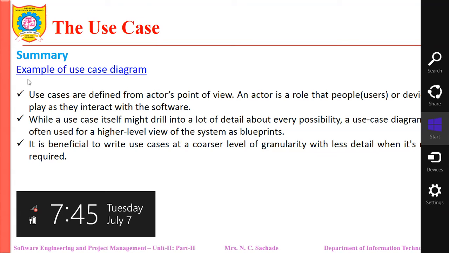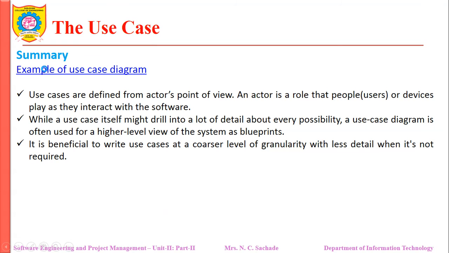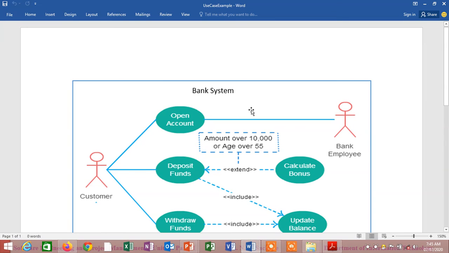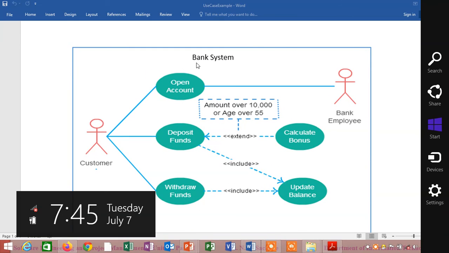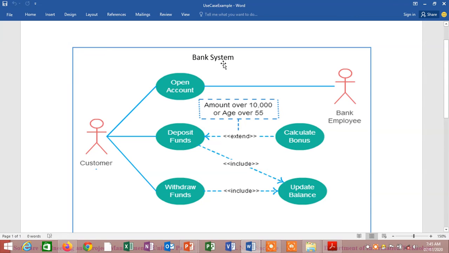Now we will again see one example of the use case so that you understand it and revise the concepts. So if you can remember, we had said that we want the system boundary to be there, and this is the name of the system. So I understand immediately when I look at it that it is about a banking system. The two actors which we have identified are customer and bank employee. Now these are the use cases: opening account, deposit funds, withdraw funds.